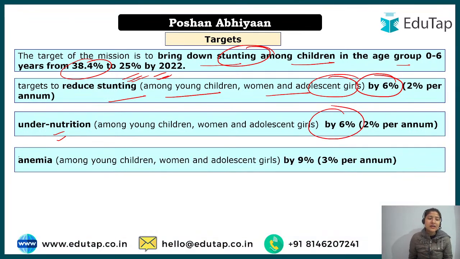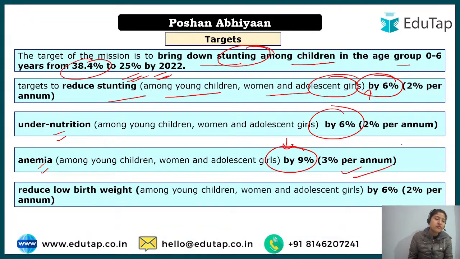And then anemia, when there is a lack of hemoglobin, that is known as anemia, and it is to be reduced by 9%. Okay, we have to remember that whatever the initial level, it has to be reduced by 6%. It is not that it should come down to 6% of the total population, right? That is 3% per annum.